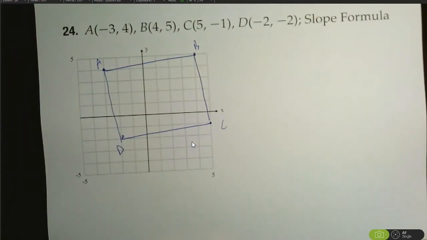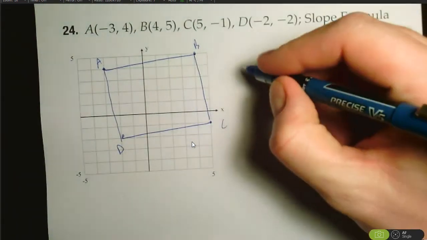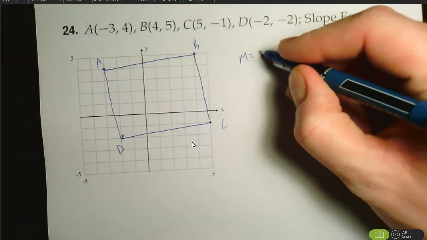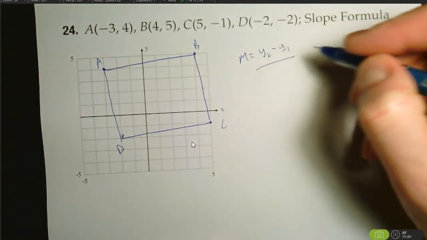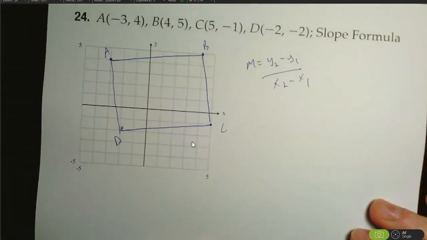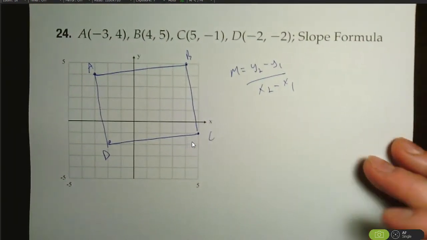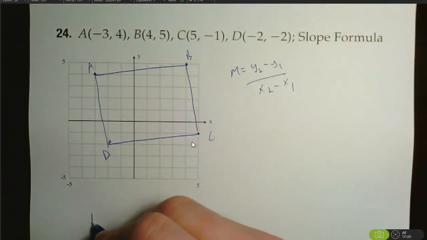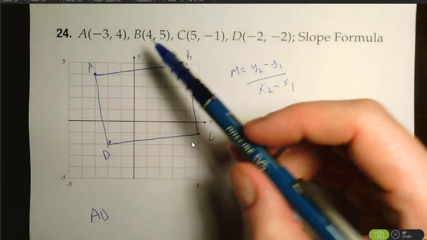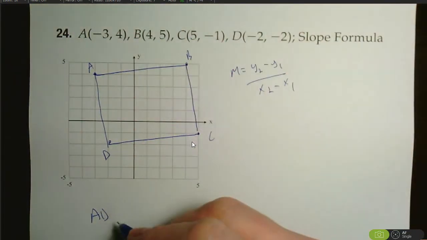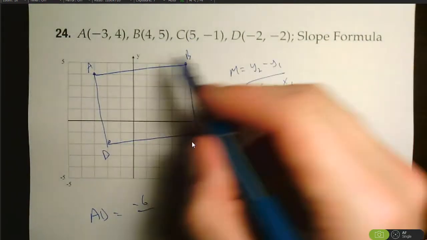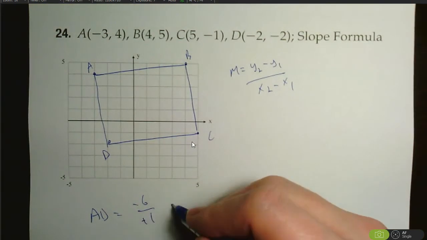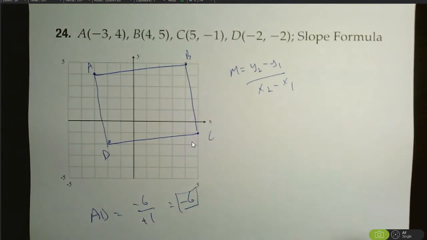Looking at that does look like a parallelogram. Looks like the opposite sides are parallel. But we have to use the slope formula to do that, which is y2 minus y1 over x2 minus x1. Okay. So, I have to find the slopes of sides BC, AB, DC, and AD. So, let's just do AD first. It would be -2 minus 4, which is -6, over -2 minus -3, which is +1. Slope is -6.